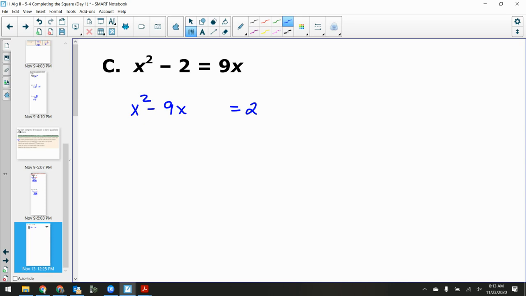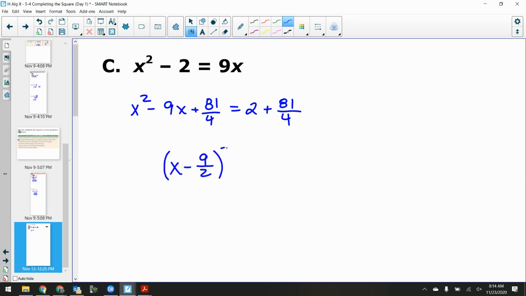Think, look above at part B there above. Do we see how we had a 9 up there? What did we add to both sides? 81 fourths. Right, we added 81 fourths to both sides. How do I get that? Well, that's 9 over 2 squared, right? That's 9 over 2 squared. 81 over 4.